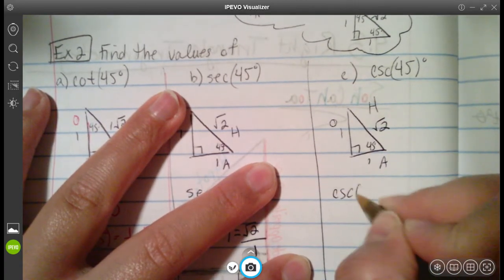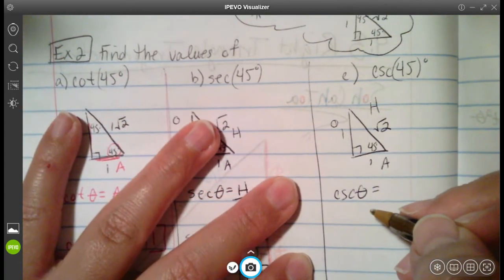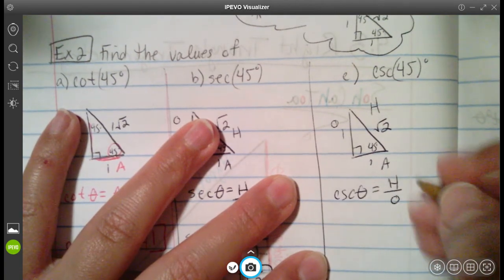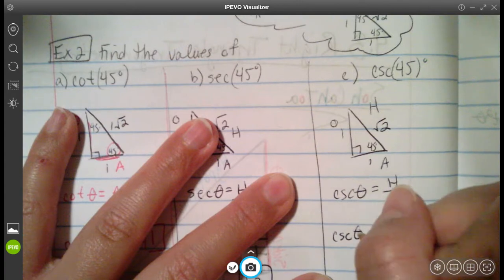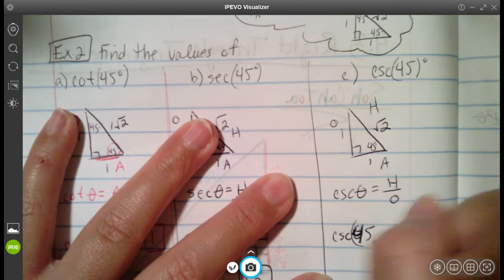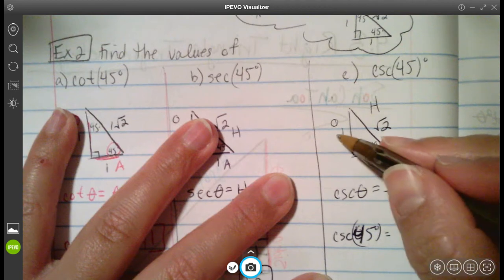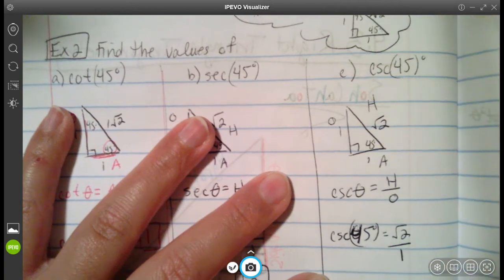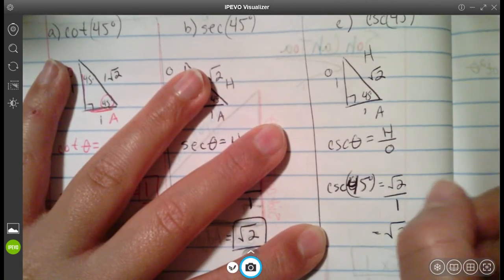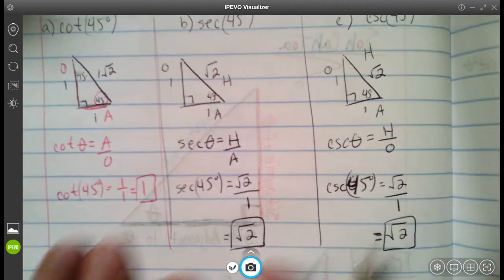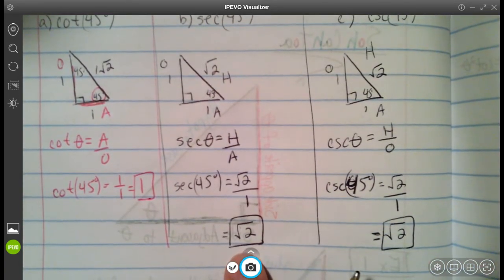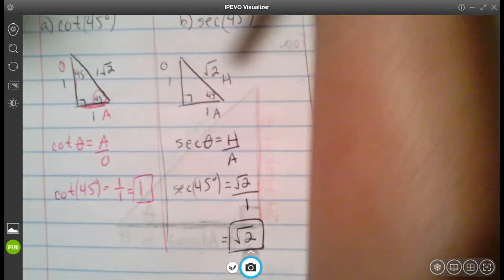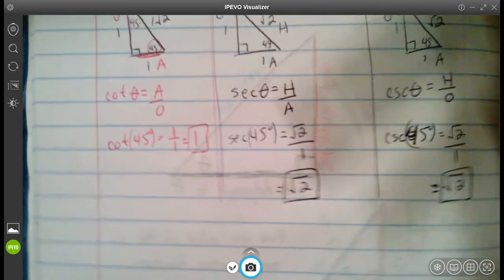Okay, cosecant of theta, according to my foldable, is the reciprocal of sine. Sine is O over H, so this one is H over O. Okay, so cosecant of 45 is going to be my hypotenuse, square root of 2, over my opposite, over 1. So in this case, it comes out to the exact same thing as the problem before. Okay, so nothing too crazy. These are kind of simple, I hope. They should be a little bit reviewed because you have done SOHCAHTOA in geometry before and in physics. So that's it for those.